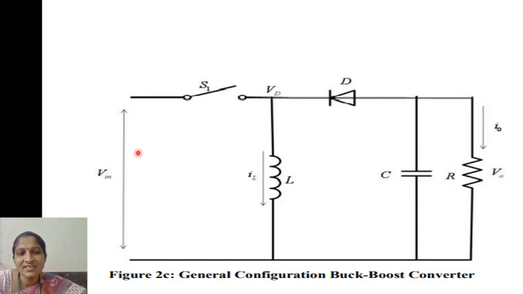Next one is the buck boost converter. A buck boost converter can increase the voltage if you want, and it can also reduce the output voltage. So this circuit can be used as both a buck converter as well as a boost converter. This can be done based on the duty cycle. Based on the duty cycle, the output voltage can be greater than the input voltage, or the output voltage can be less than the input voltage.